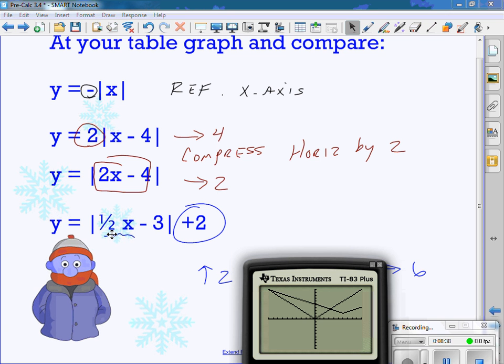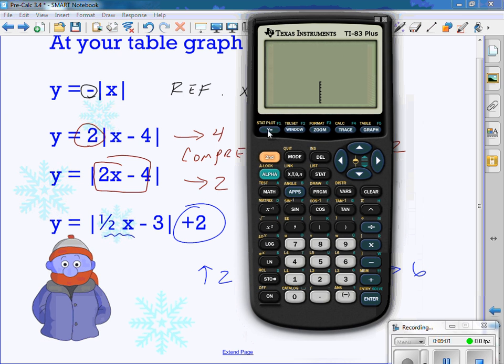Negative flips it up and down over the horizontal. If the negative's not out front, it's just normal facing upwards. There's no negative out front here. That's the regular one. If I put the negative out in front here, it takes the graph and flips it.